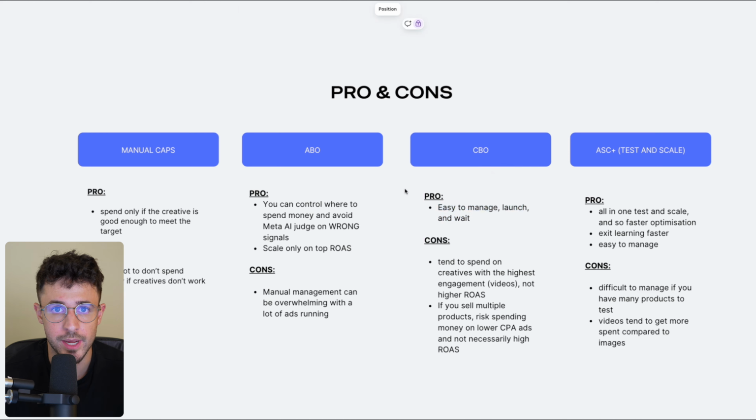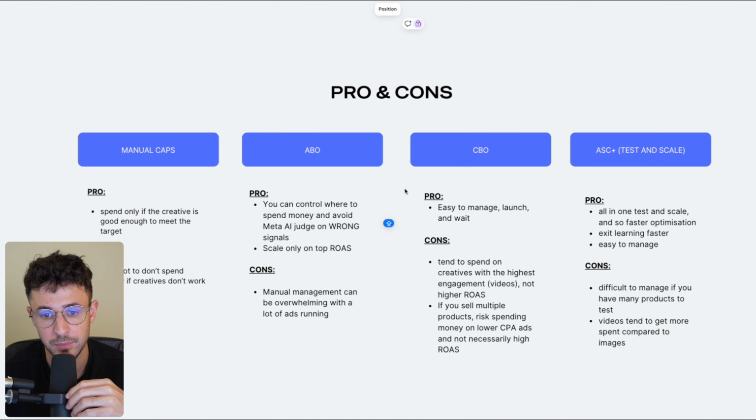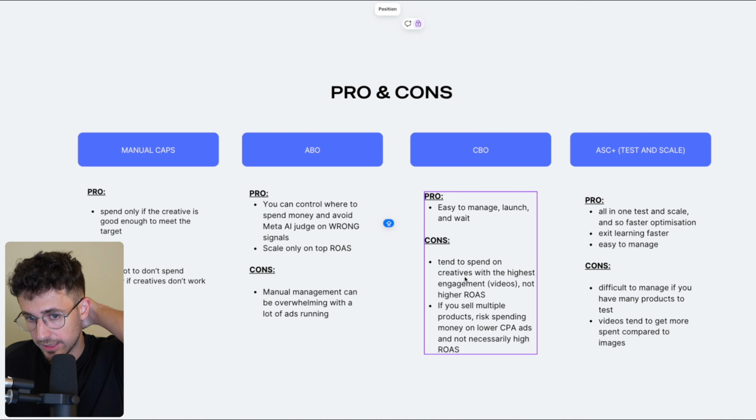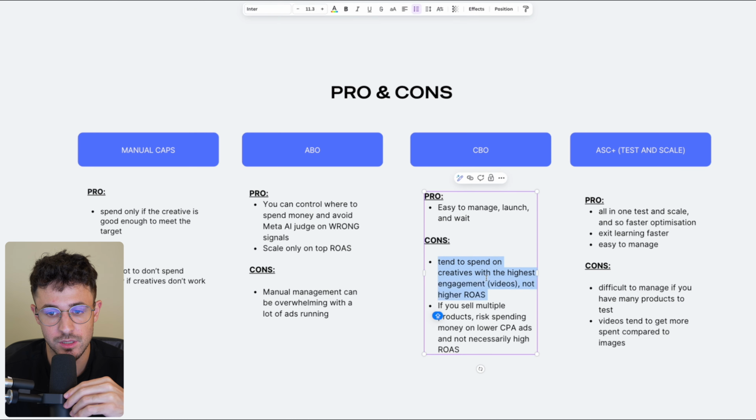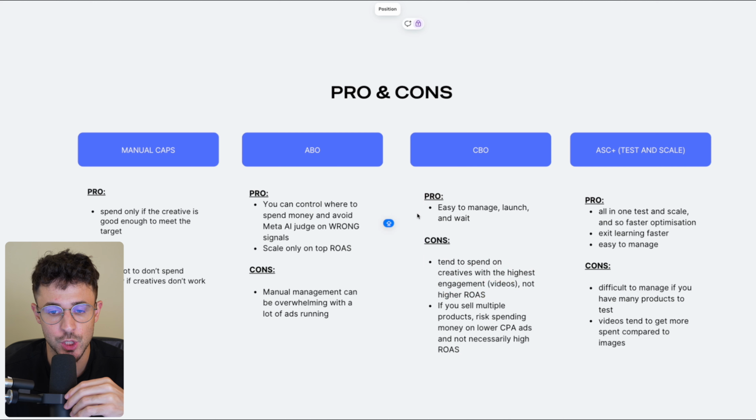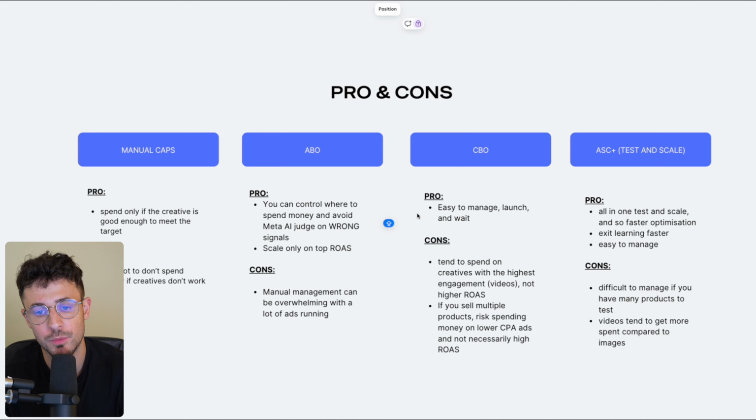Just launch and wait, and if the new set of ads that you launch go better than what is already inside the CBO, Meta is gonna spend more money. But then what are the problems? The problem is that Meta, within a CBO setup, or usually in general, tends to spend more money on videos, which usually have more engagement compared to images. And so you're not really optimizing for return on ad spend in this case, but Meta itself is optimizing overall, in terms of engagement, cost per results, and everything.